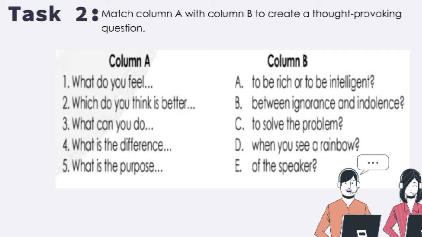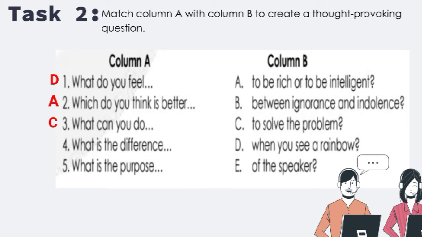Okay, so let's check. What do you feel? Letter D. When you see a rainbow. 2. Which do you think is better? To be rich or to be intelligent? So it is A.